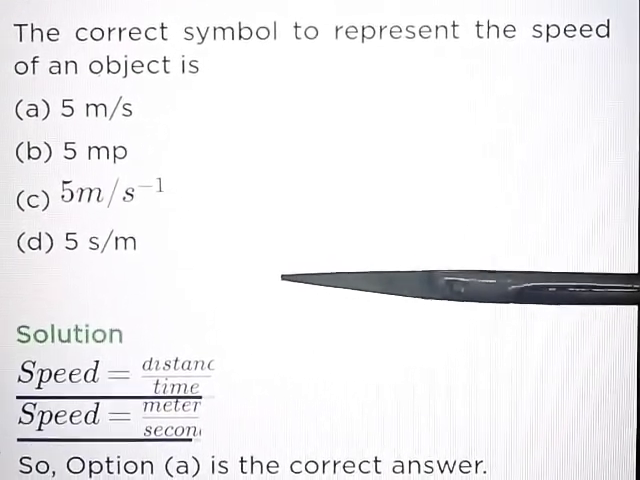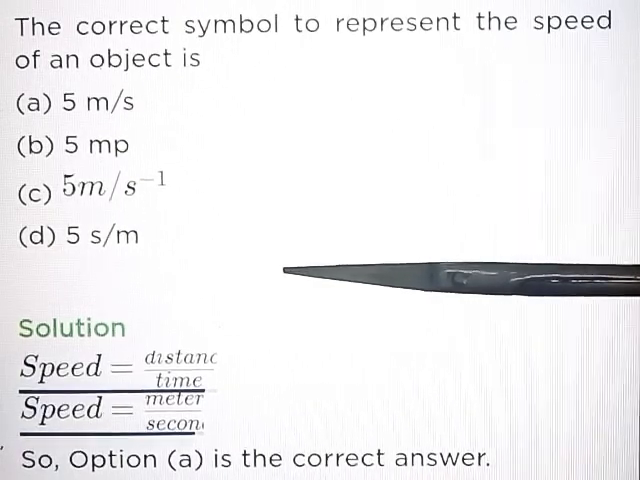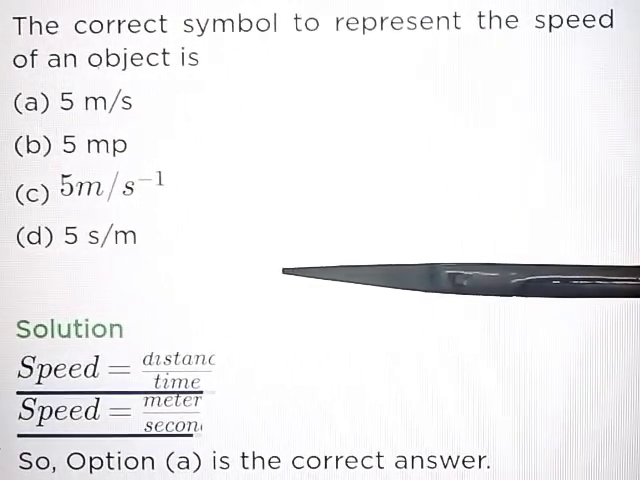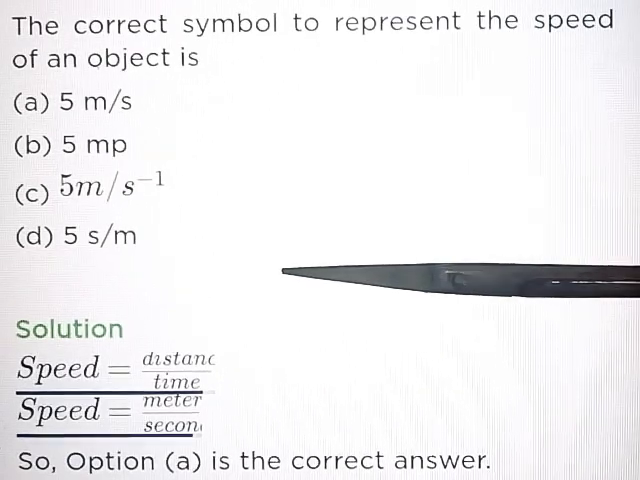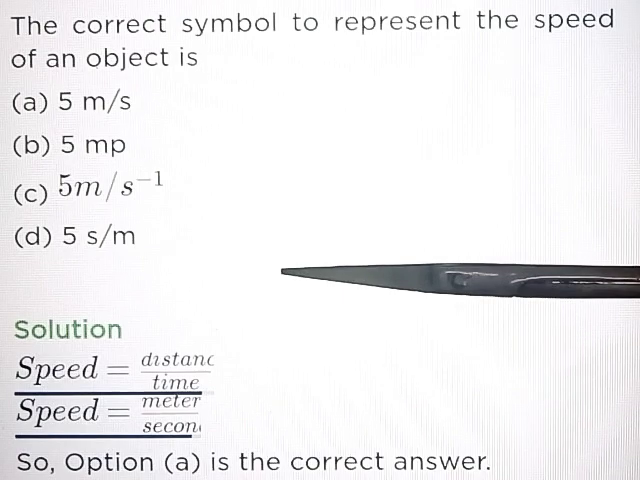Answer, option A is the correct answer. Speed is equal to distance upon time. Speed is equal to meter per second. Is equal to 5 meter per second.